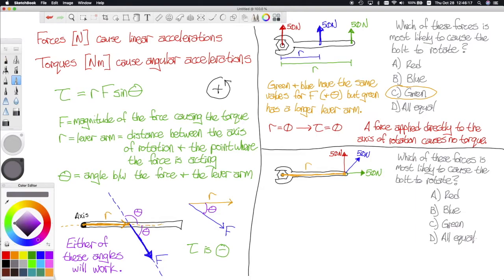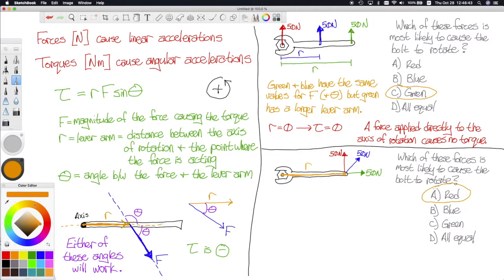So hopefully you've had a chance to take a peek at this one, and the correct answer here is that the red force is most likely to cause the bolt to rotate. The red force exerts the largest amount of torque. So the difference here isn't the magnitude of the force. A stronger force causes a stronger torque, but they're all 50 newtons.